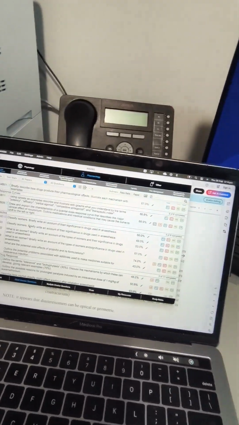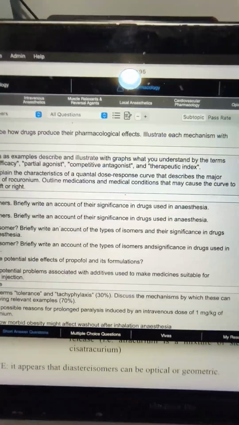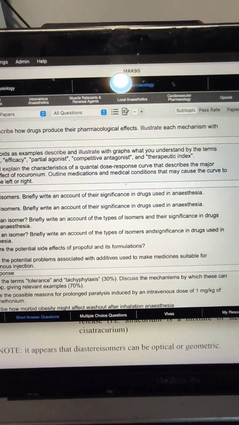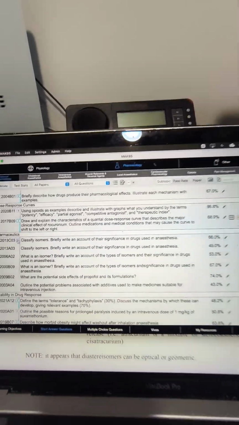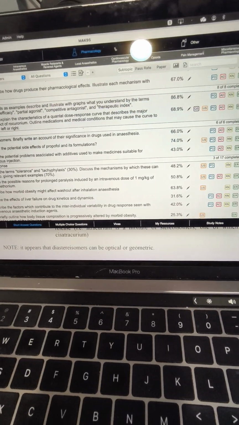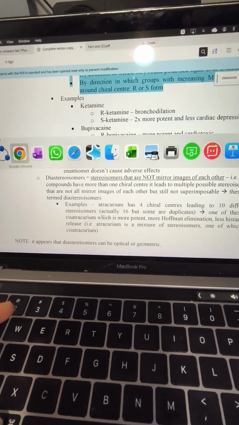Okay, the question was about stereoisomers. The question: classify isomers and briefly write their significance to the drugs used in anesthetics. So we make a mnemonic for this because it's hard to remember.